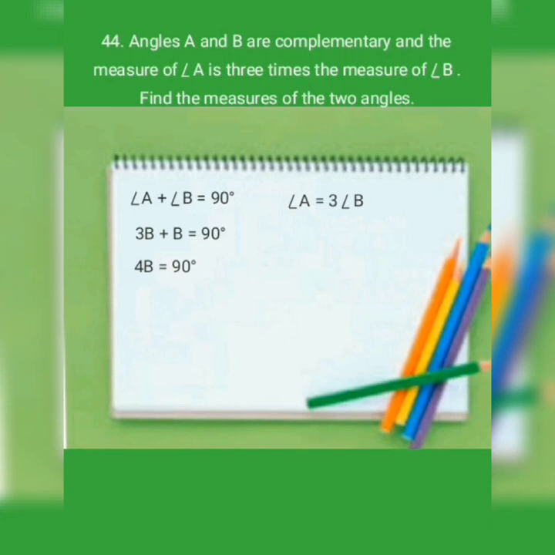By dividing both sides by 4, angle B is equal to 22.5, while angle A is equal to 3 times 22.5, and that is equal to 67.5.